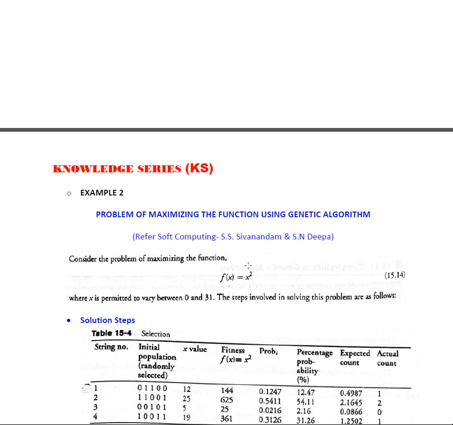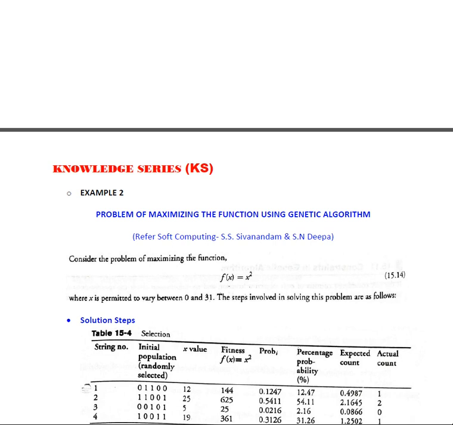Whatever it may be, here we have taken one function which is given in the book as f(x) is equal to x square. Now for this x, they have given that x is permitted to vary from 0 to 31. So the range of variation is given, 0 to 31. Based on this variation, the step is to solve the problem with the genetic algorithm. So how will you solve this problem?